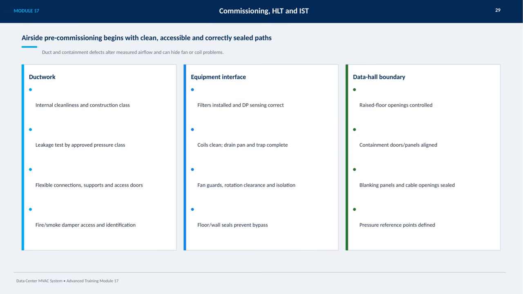We also must manage the boundaries in the data hall carefully. Raised floor openings should be controlled, containment doors and panels aligned, and any blanking panels or cable openings properly sealed to maintain air containment. Lastly, defining clear pressure reference points helps in accurate measurement and control throughout the commissioning process. Getting these details right ensures a reliable and efficient airside system from the start.